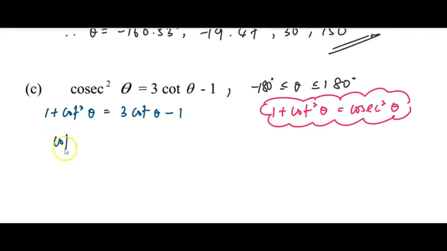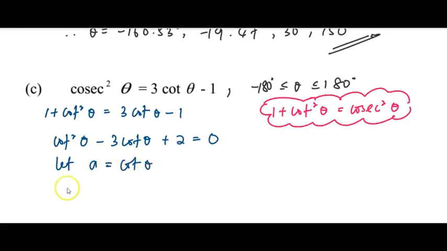So I'm going to arrange it nicely, starting from cot squared theta minus 3 cot theta, and 1 plus 1, that will be 2, equals 0. And I'm going to substitute a as cot theta, which gives my equation now as a squared minus 3a plus 2 equals 0.